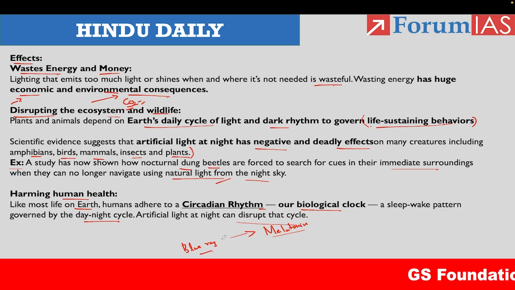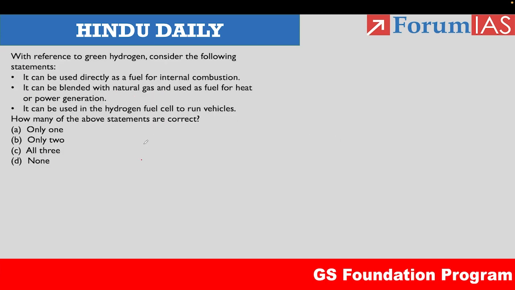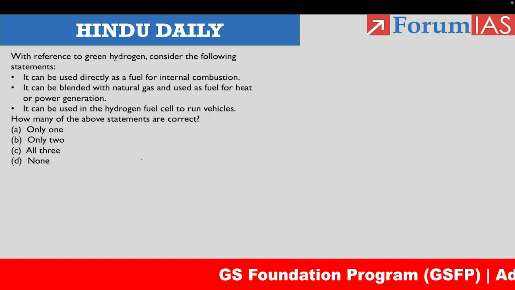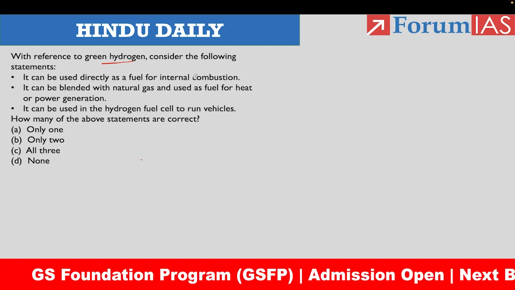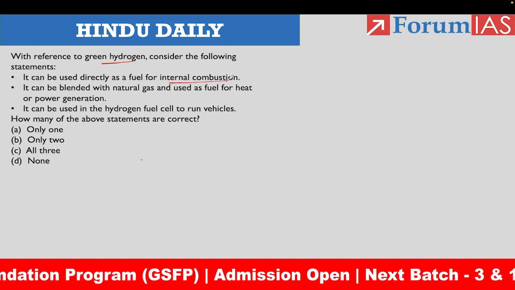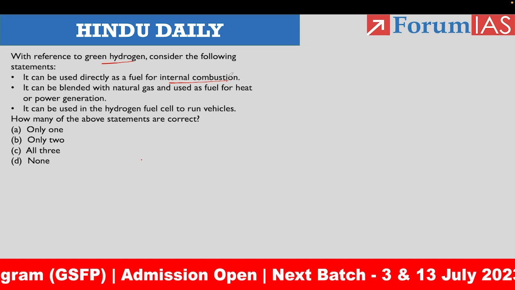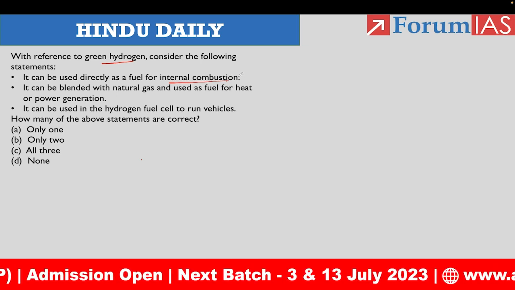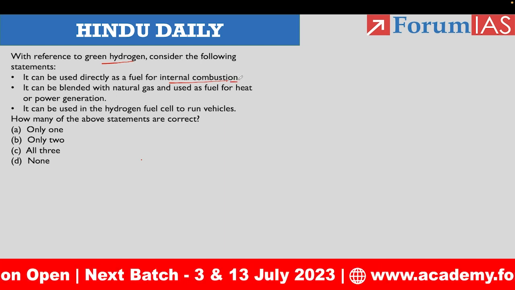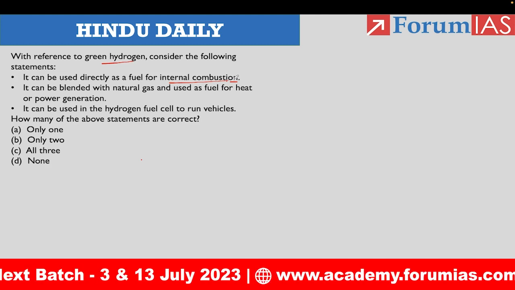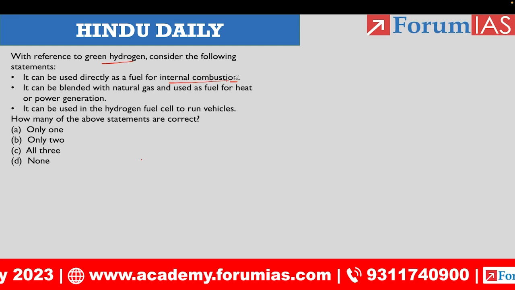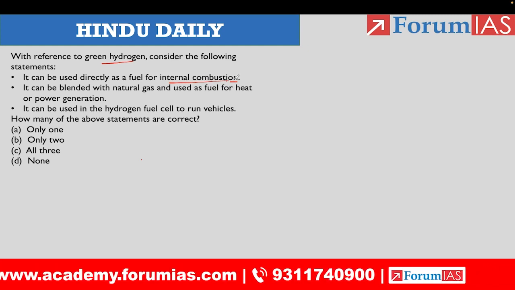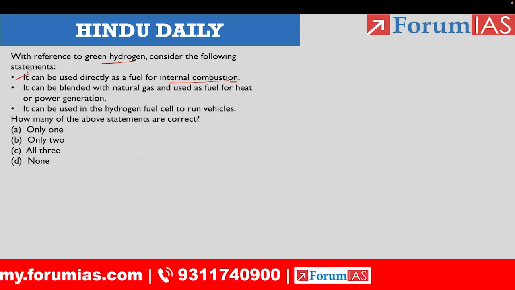Now with this note, let us move on to the question part. This is the first question, guys. With reference to green hydrogen, consider the following statements. It can be used directly as a fuel for internal combustion. We can use green hydrogen in place of fossil fuels in the IC engines, and moreover, the energy per ton of green hydrogen is comparatively higher than the rest of the energy sources we are using today. So the first statement is right.